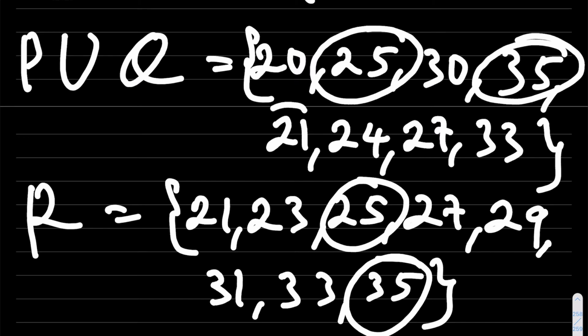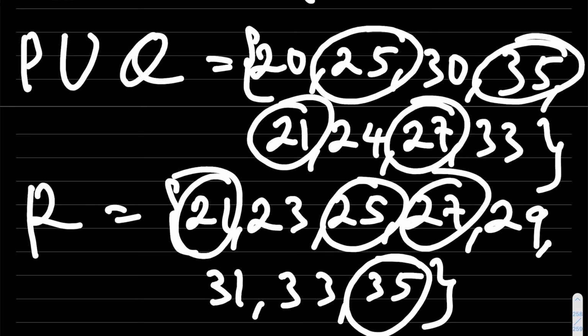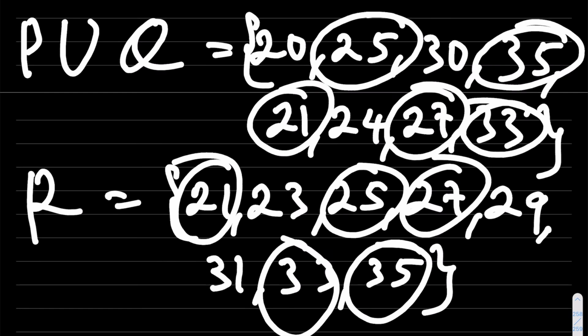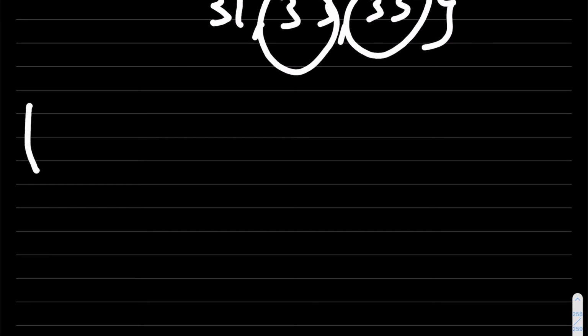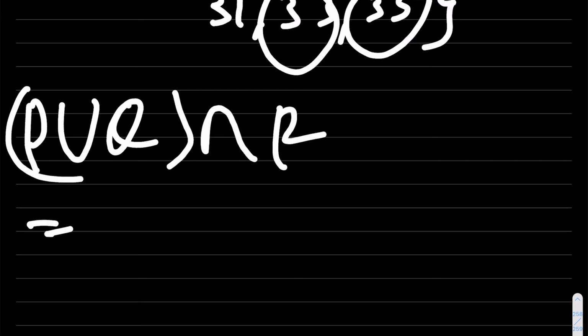Now 21 is in P union Q, and it's also in R. 24 is in P union Q, but it's not in R. 27 is in P union Q, and it's also in R. 33 is in P union Q, and it's also in R. So those are the elements of P union Q intersection R: 25, 35, 21, 27, and 33.